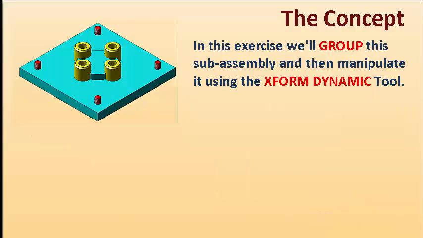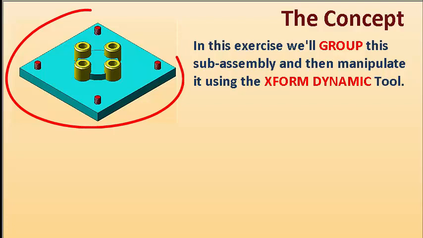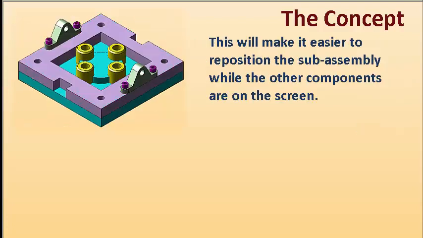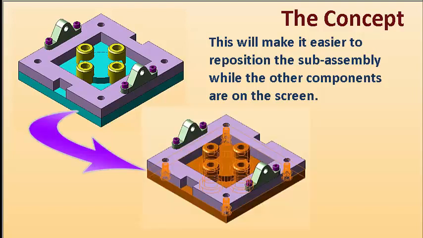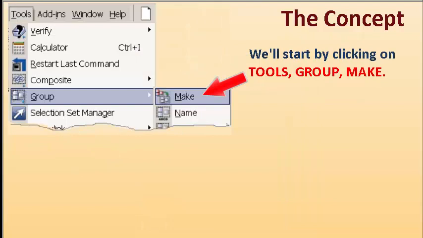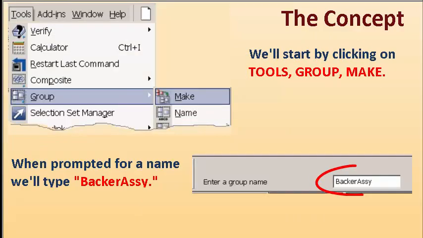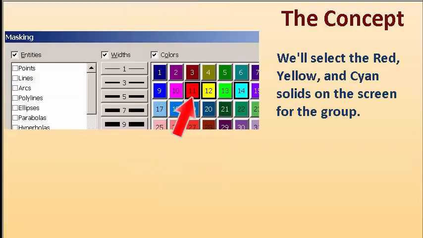In this exercise, we'll group this subassembly and then manipulate it using the Xform Dynamic tool. This will make it easier to reposition the subassembly while the other components are on the screen. We'll start by clicking on Tools, Group, Make. When prompted for a name, we'll type Backer Assembly. We'll select the red, yellow, and cyan solids on the screen for the group.